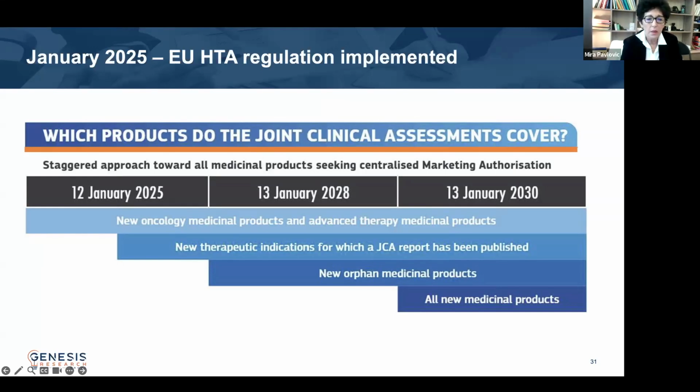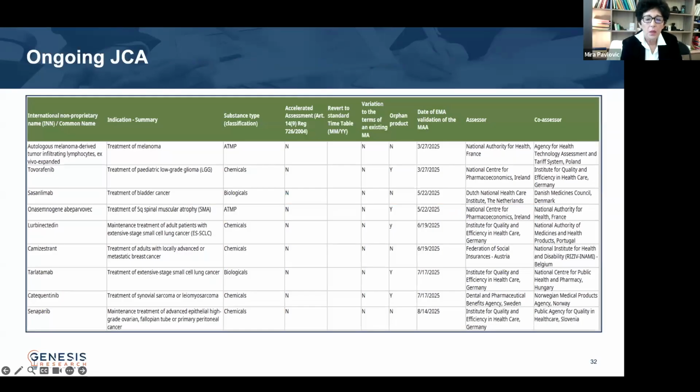Okay, so what happens with this? Here you have drugs that are assessed now. These are joint clinical reports from the European Commission HTA, and as you see here, you have most anti-oncology drugs. You have one ATMP, and I'm sure that, for example, for ATMP, I don't see how they can do randomized control, but let's see.